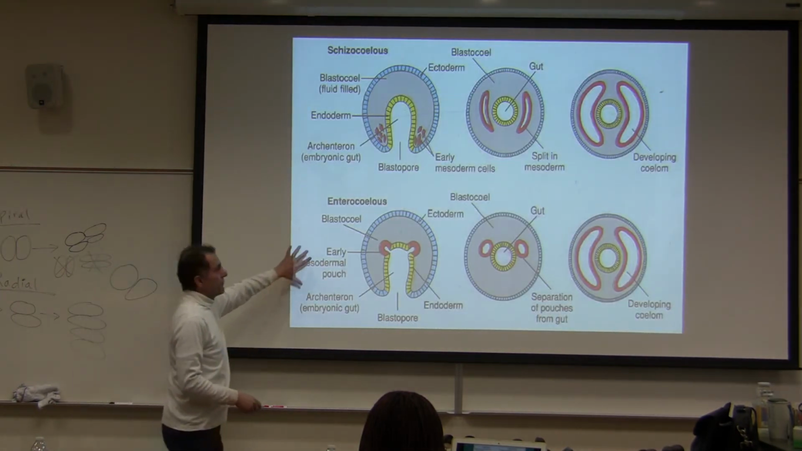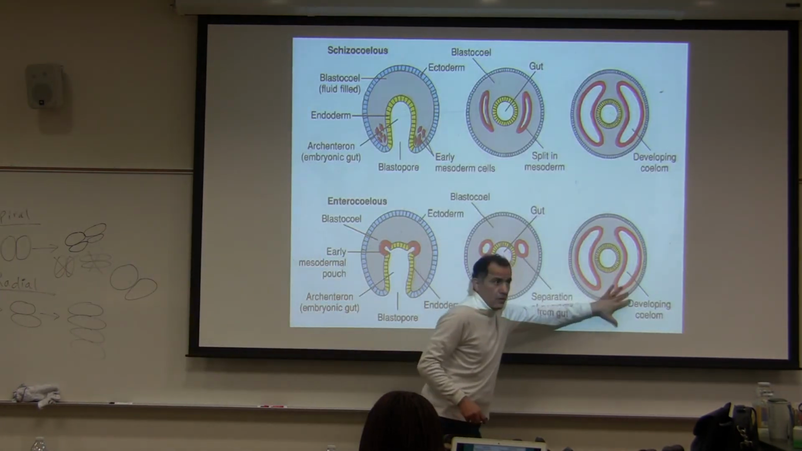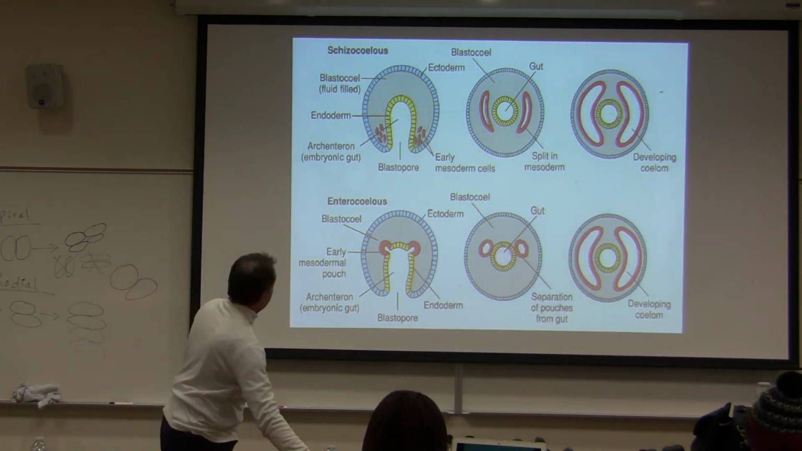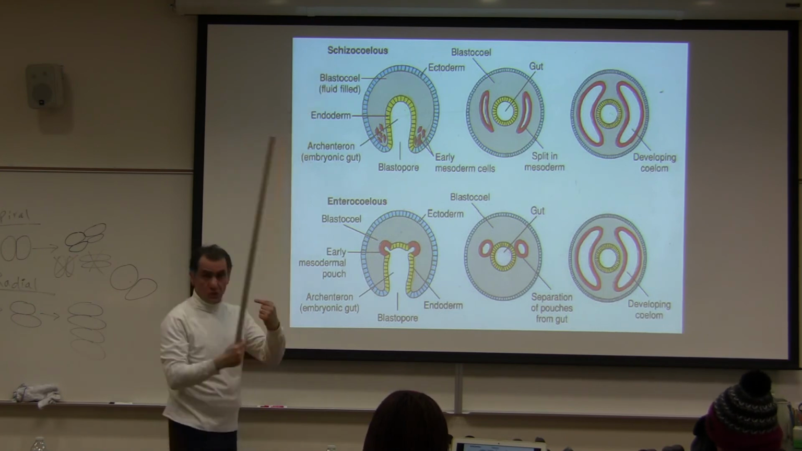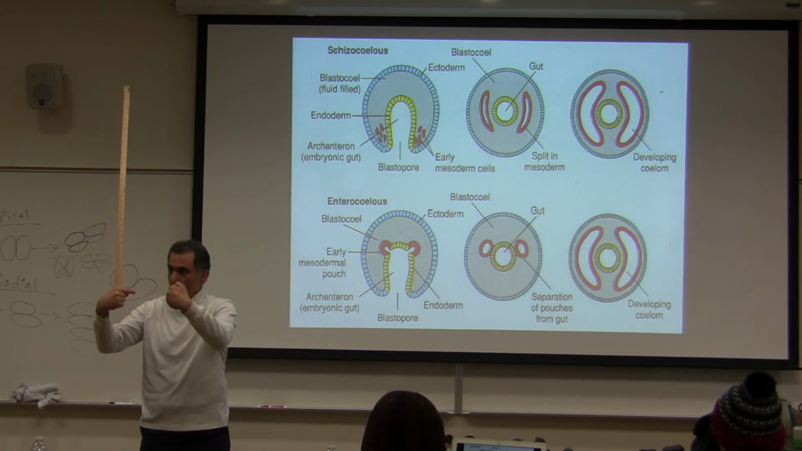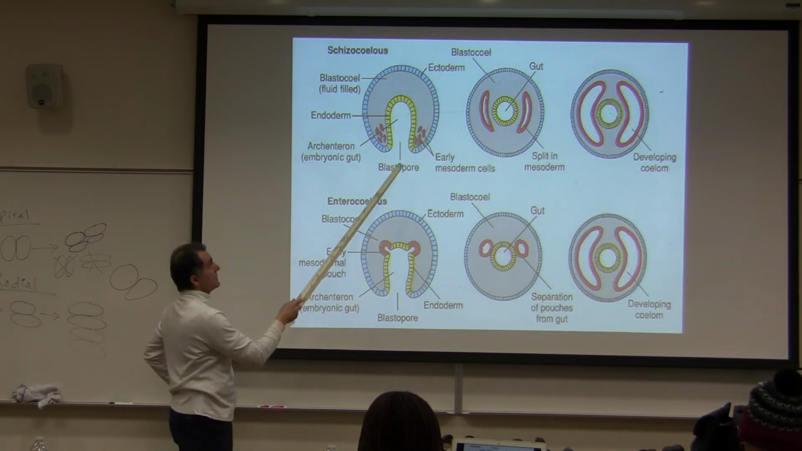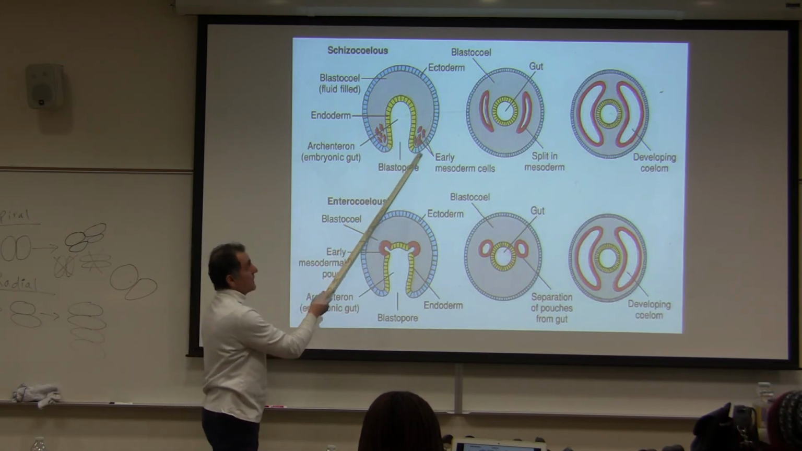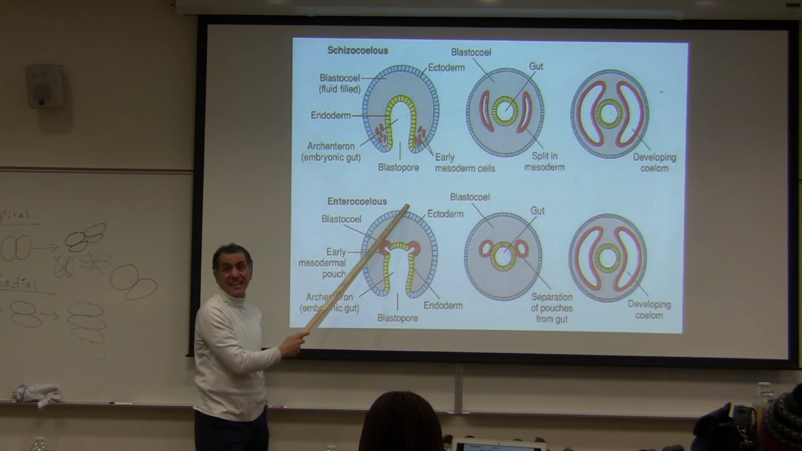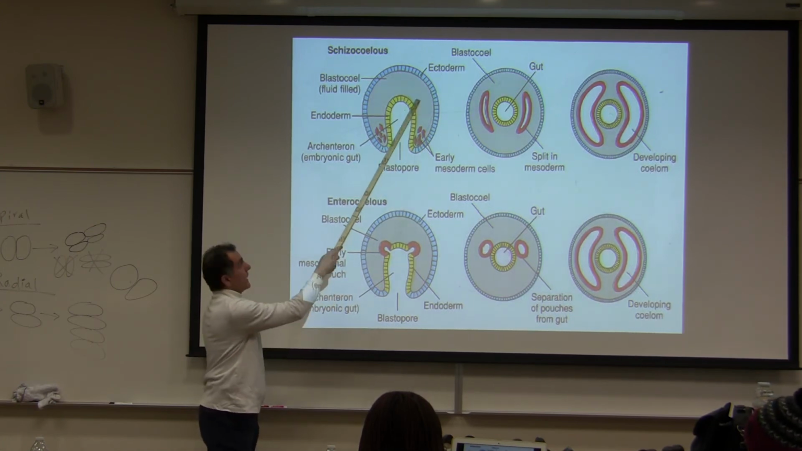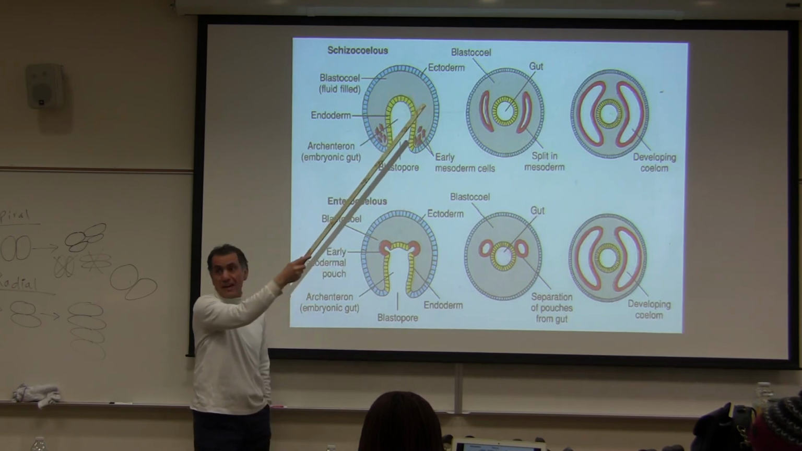So forget this one for a few seconds. Let's talk about the top one, and then I'll come back to the bottom one. The schizocoelous animals, an example being humans, we humans are schizocoelous, if you can relate more. This is the gastrula stage. Do you remember? Blastopore, archenteron, blastocoel. Do you remember all of that?